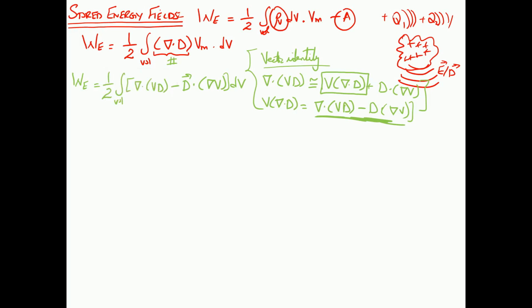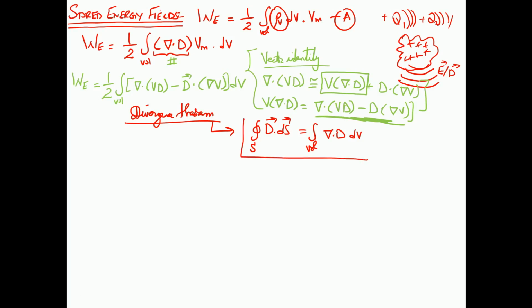Now if I look at this portion of the equation, I can use the divergence theorem. So I can now apply the divergence theorem on the above. What is the divergence theorem? If you remember, if I have a closed surface integral of electric flux D dot dS, it is equal to the volume integral of the divergence of D dV. This is the divergence theorem.